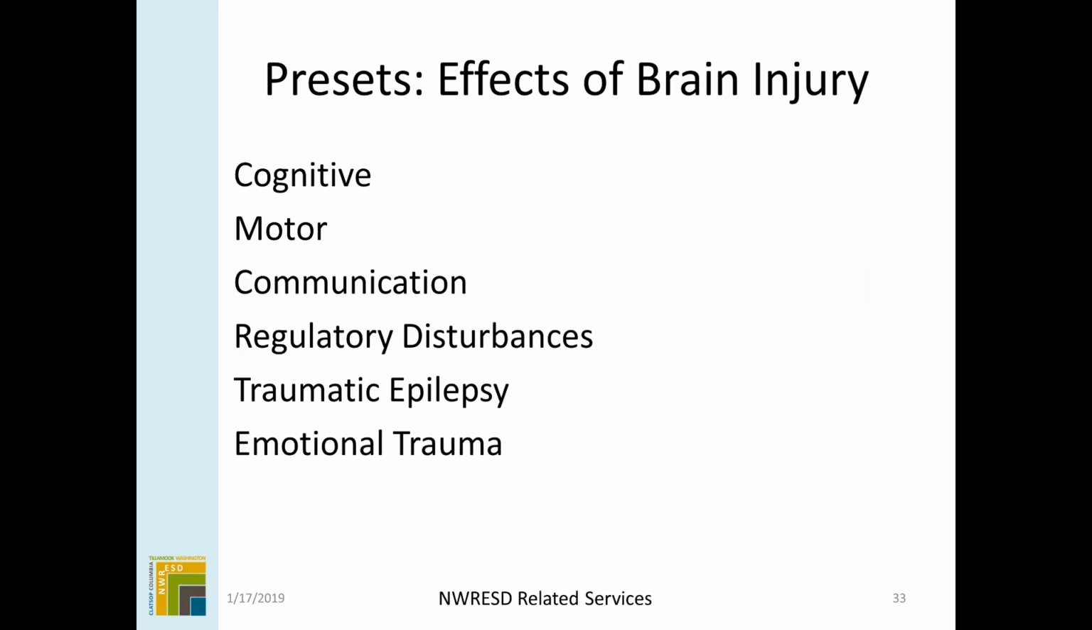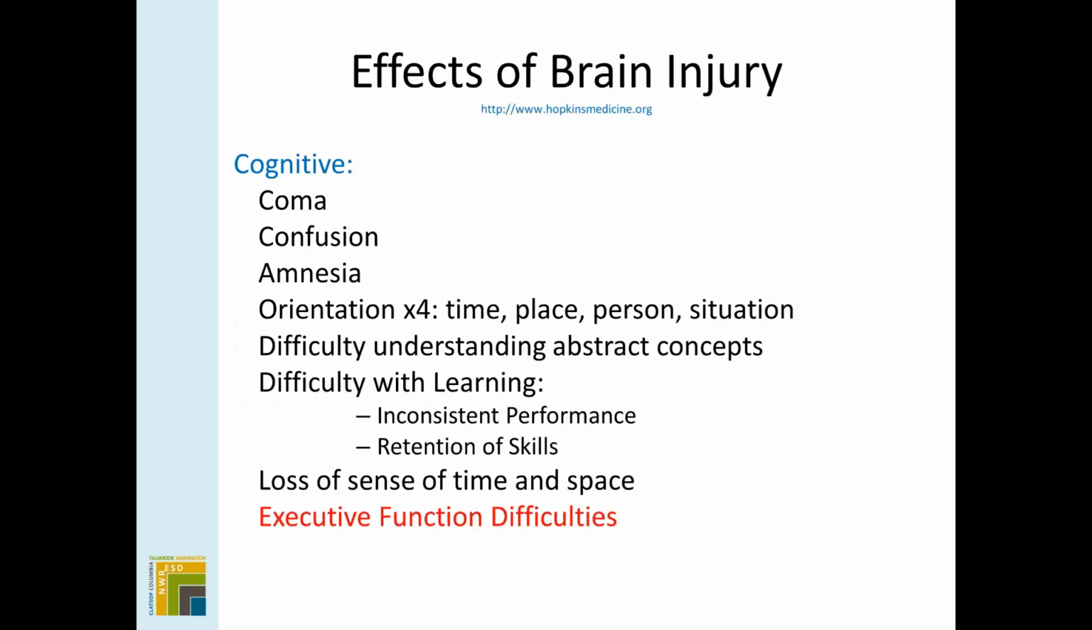So presets, so effects of brain injury that the team might want to consider. We have cognitive effects. Students might have motor effects, communication, regulatory disturbances. Post-traumatic epilepsy might be a part of the picture for some students, and then emotional trauma. So I'm going to delve into these a little bit more, and of course you will have this PowerPoint as reference. So cognitive effects, sometimes we are working with students transitioning to school from having been in a coma, and they're recovering from that. That has some pretty significant impacts on students, even as they are recovering.